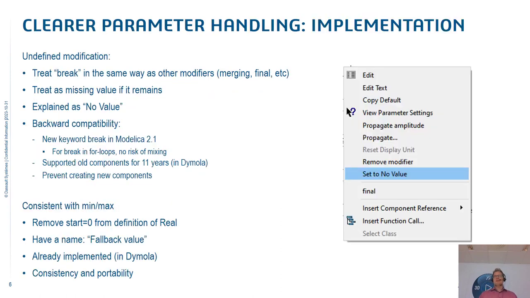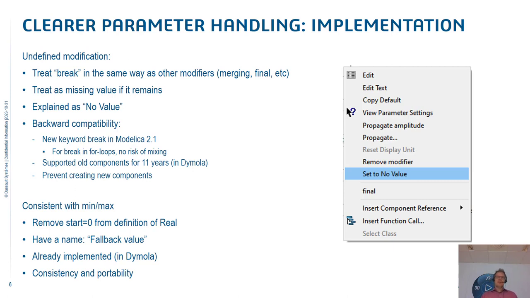So then we have clear parameter handling, the implementation of it. The first, for undefined modification, is that we treat break in the same way as any other modifier. So we merge it and we can have final on it, as though it were just a normal one. The only difference is that if it remains at the end, we treat it as though there was no value. And in the menu, we explain it as no value and don't use break or undefined modification.